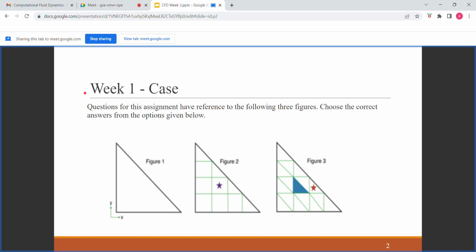So in this question, it is asked: questions for this assignment have reference to the following three figures. Choose the correct answers from the options below. So three figures are given. From this, we have to choose the correct answer. I mean, from these, the questions will be asked. We have to solve those questions.